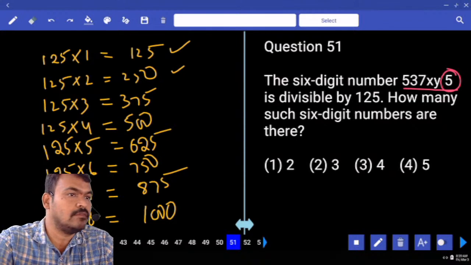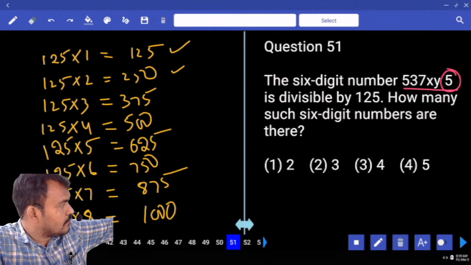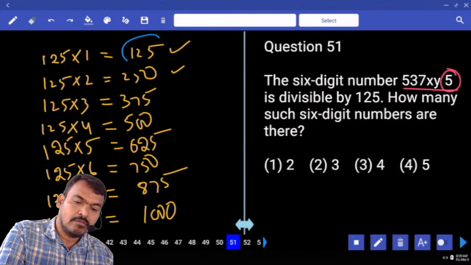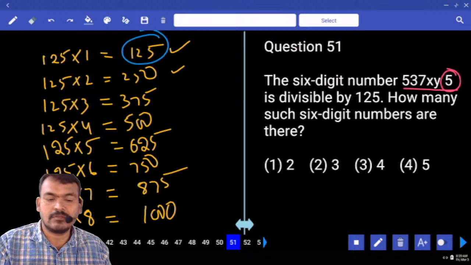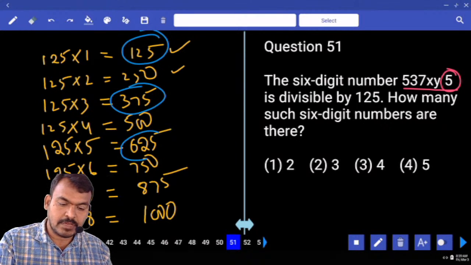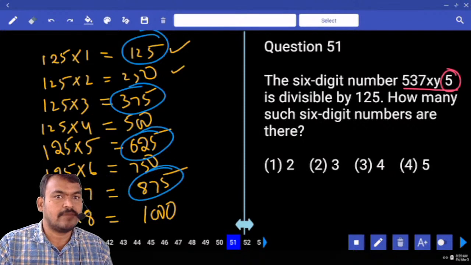What is the end value? It is 5. In how many of these values does the number end with 5? 4 values. 125 ends with 5, 375 also ends with 5, 625 also, and 875 also.